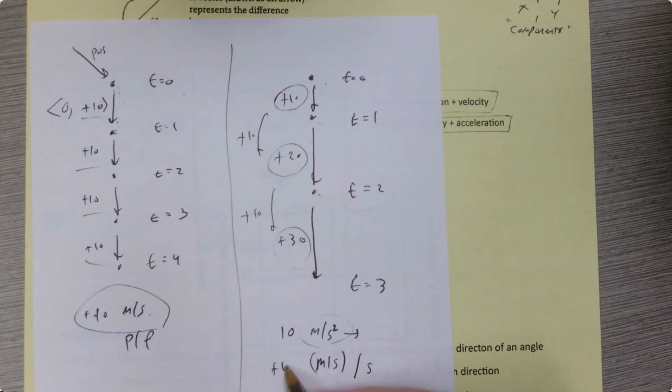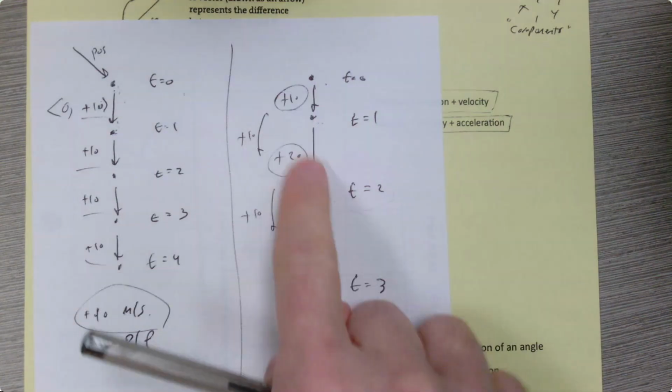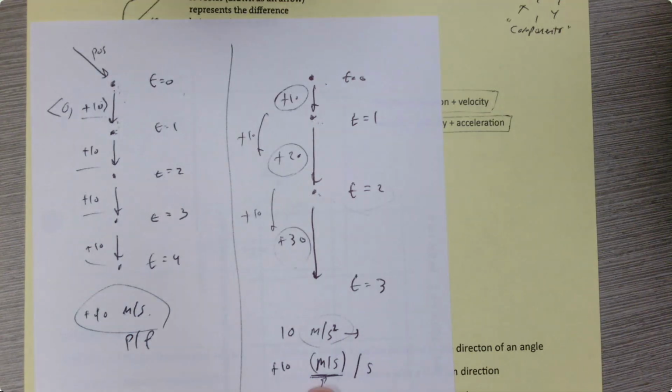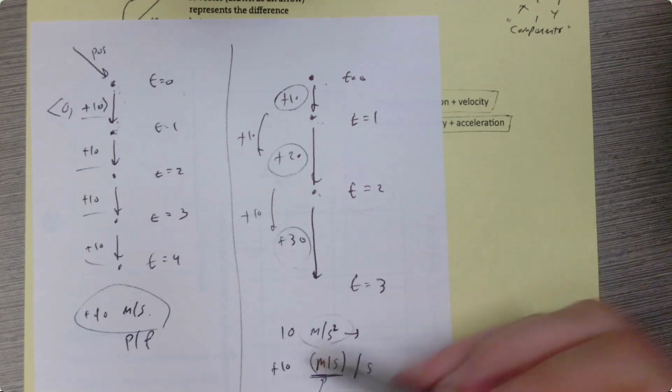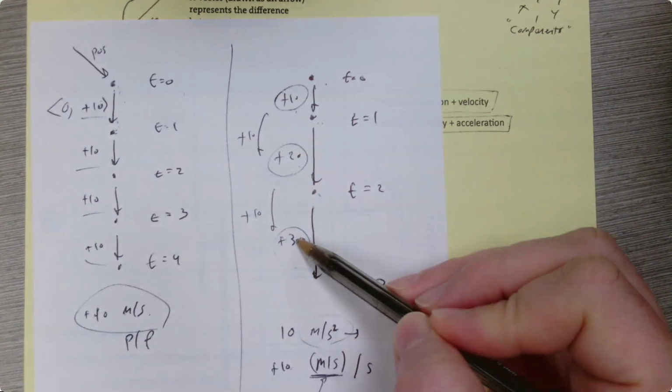So we're saying, what are we adding 10 to here? We're adding 10 to our speed. We're adding 10 to our meters per second. And we're doing it every single second. So that's the sense in which this unit for acceleration makes sense. What we're adding to is our speed.